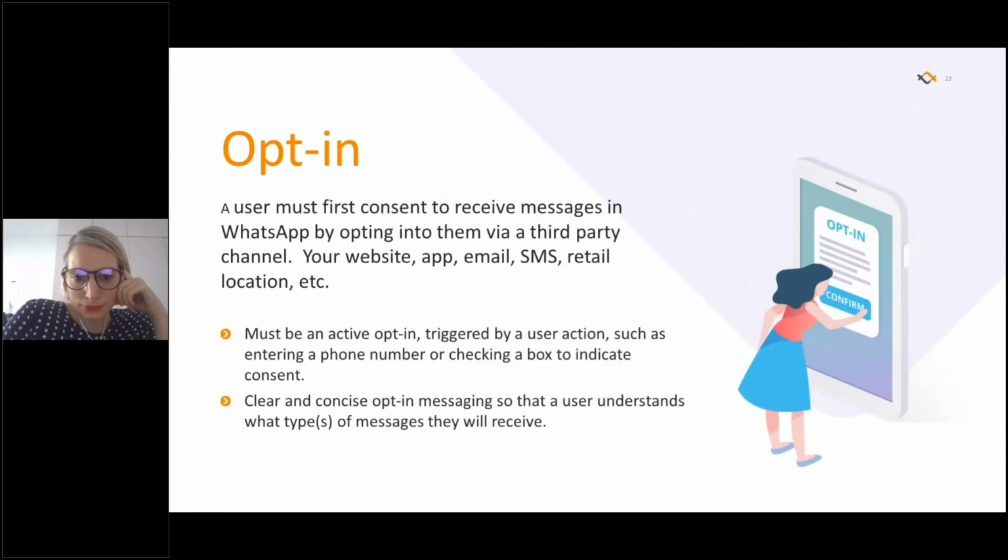This brings us to our opt-in. So all customers must opt in with the WhatsApp Business Solution. This means that first, a user must consent to receive messages on WhatsApp by opting in via a third-party channel. This could be your website, app, an SMS, or even an in-store retail location. However, this needs to be an active opt-in. So what that means is that it needs to be triggered by a user action. This could be such as entering a phone number or checking a box to indicate consent. Later on in the presentation, I'll expand on the opt-ins in just a few moments.